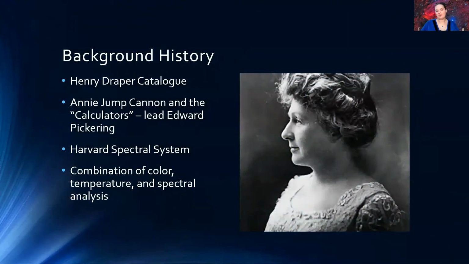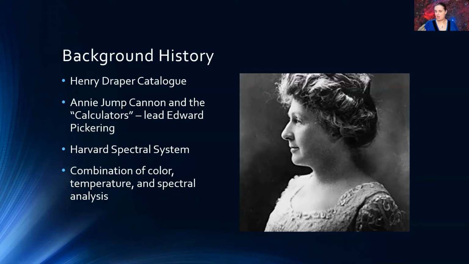So a bit of background history. Henry Draper was basically looking at all the stars, and he created this catalog of all these stars that he's come across and their positions and everything. But it was a very cumbersome catalog, and it was very disorganized. He was just doing it based upon their position in the sky, and it was hard to keep track of all these different stars.